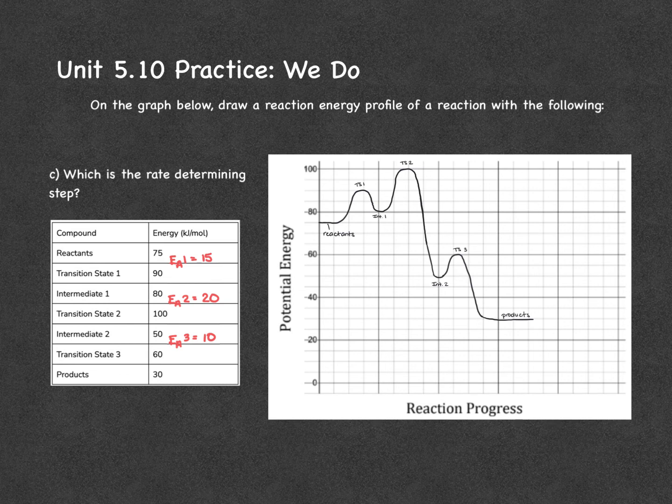So now that we can see our activation energies for each step a little more clearly, we're now going to look for the highest activation energy because that is going to be our rate determining step. So when we look, we notice that our second step has an activation energy of 20 kilojoules per mole. So that means step 2 is going to be our rate determining step for this reaction.